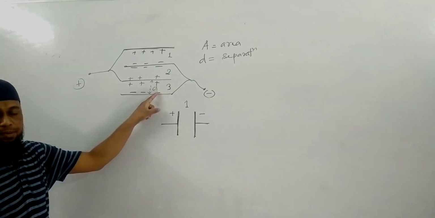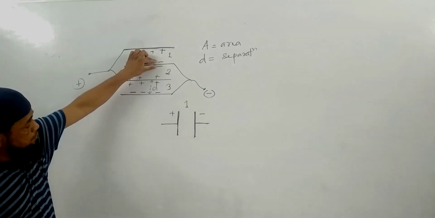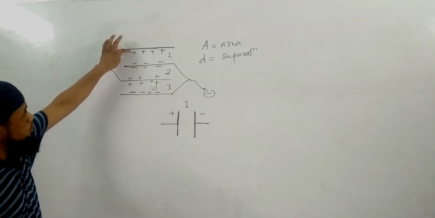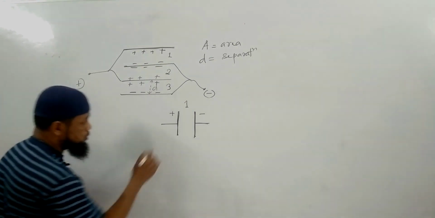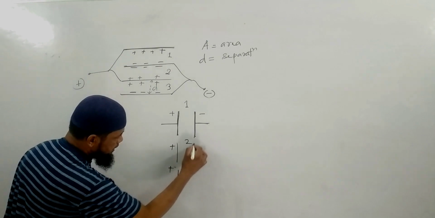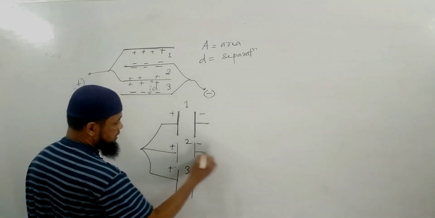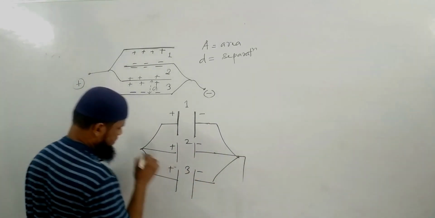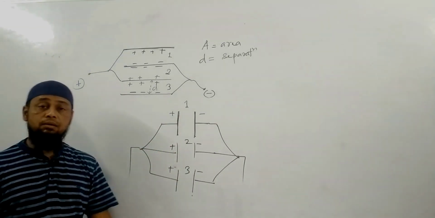This particular surface represents the negative plate of capacitor 3. So negative plate of capacitor 1, negative plate of capacitor 2 and negative plate of capacitor 3, they are all connected. Positive plate of 1, positive plate of 2 and positive plate of 3, they are all connected. Right? So finally their connection has turned out to be in parallel.